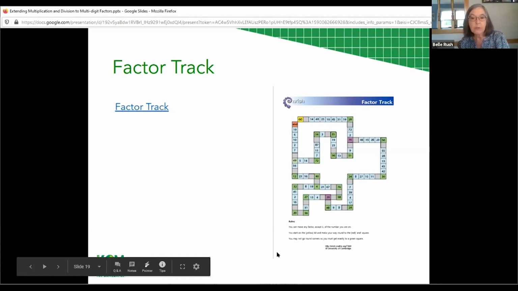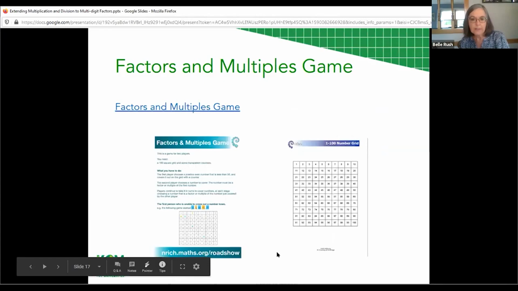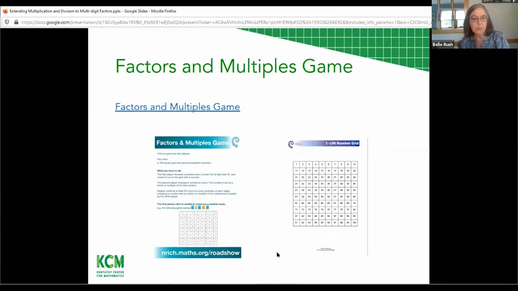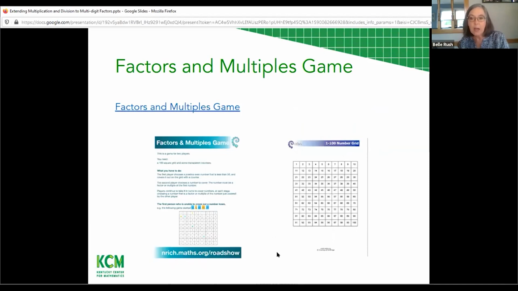All right, so yeah, that's the factors and multiples game. And there is a hard copy in your packet because I know a lot of your kids don't have internet access.